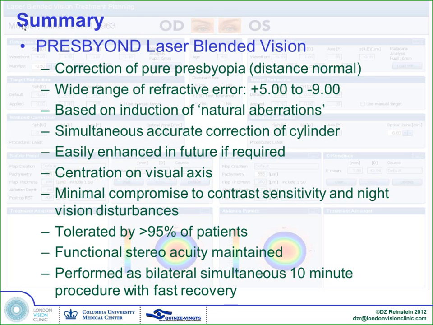Minimal compromise to night vision and contrast sensitivity. It's tolerated by most patients. Functional stereo acuity is maintained. There is no visual subtraction, as we see in monovision. And of course, it's done as a bilateral LASIK procedure with no alterations to your technique or your knowledge of how to manage the surgical case. And we have a good 60 years of experience in cutting flaps and putting them back and having safety. 35 million eyes already treated worldwide. Thank you.